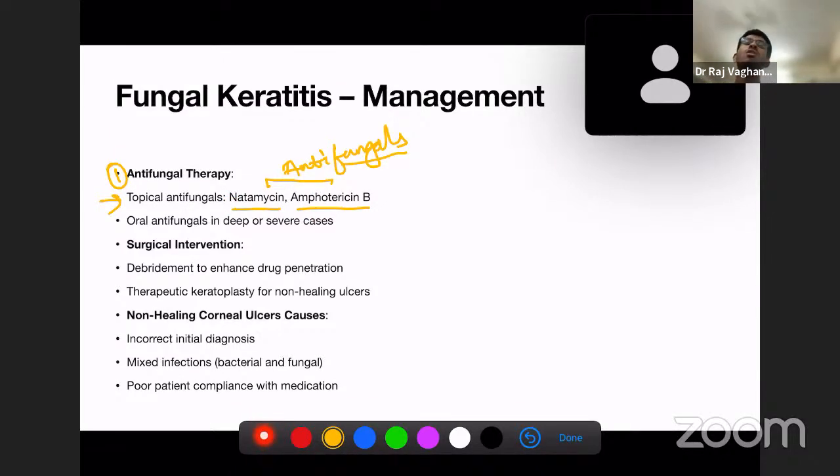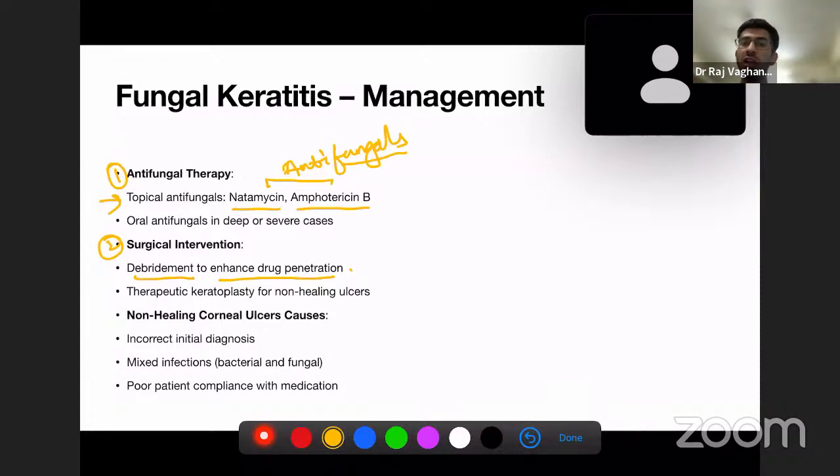You can also give oral antifungals in deep or severe cases. Now, surgical intervention: you have to do debridement when necessary to enhance the drug penetration. For example, if your eye is severely injured and you want to give the eye drop, you have to make sure that the eye drop penetrates deep inside the eye. If it is not penetrated, the drug will not work. So to enhance deep penetration, debridement is done.